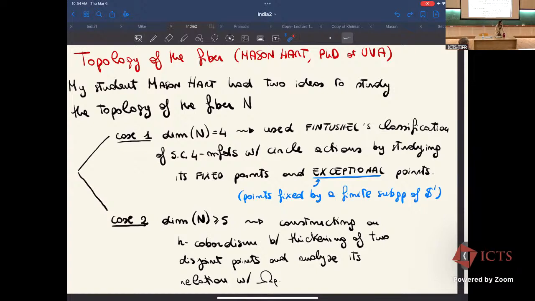Okay, so maybe in the remaining 5 minutes, I can tell you a little bit more about this first case, and maybe tell you, of the 6 cases, what the 6 fibers are, the diffeomorphism type. But before I do that, any questions?